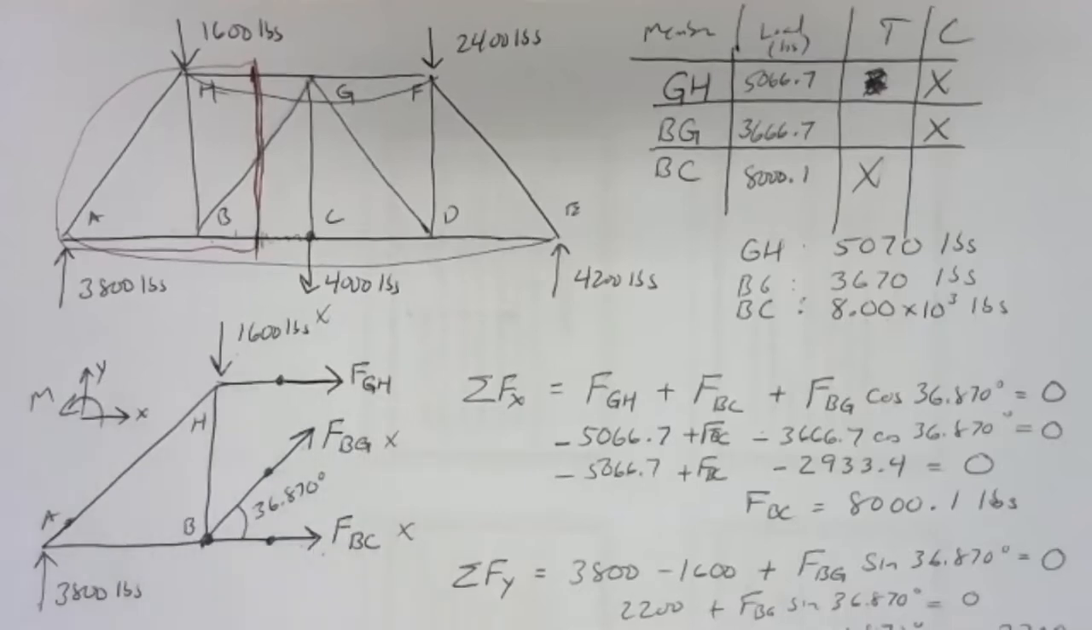Interpretation of tension and compression is a lot easier. We assume tension when drawing our free body diagram. If the answers come out positive, then we have tension. If they come out negative, then we have compression.